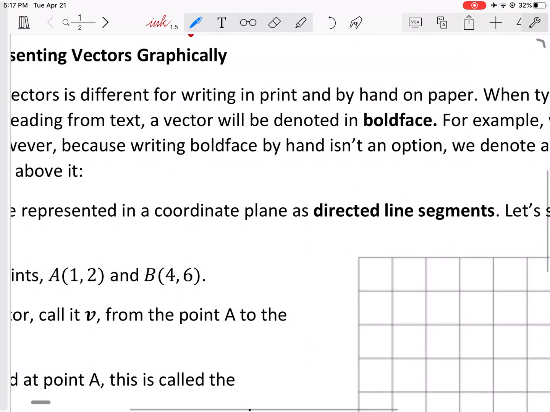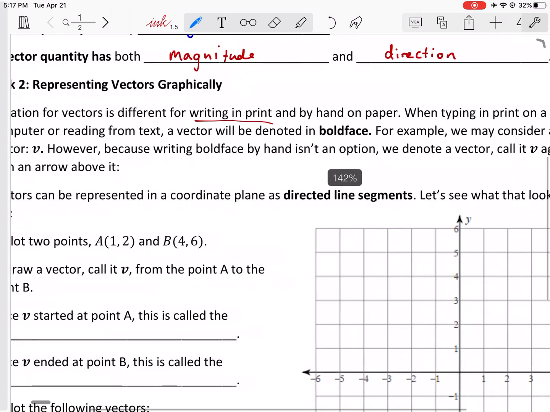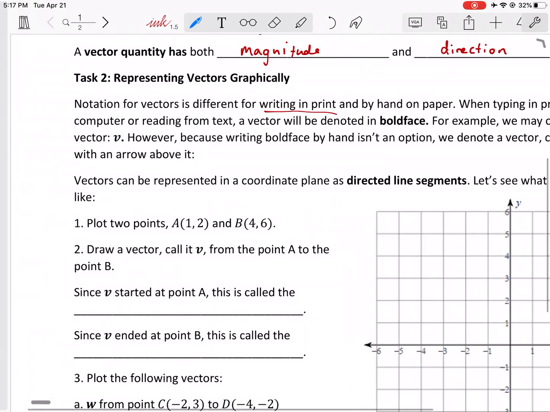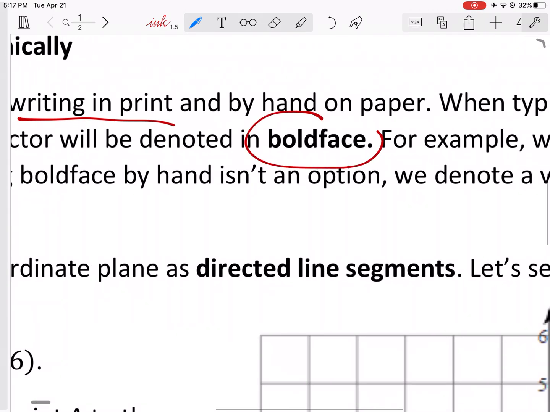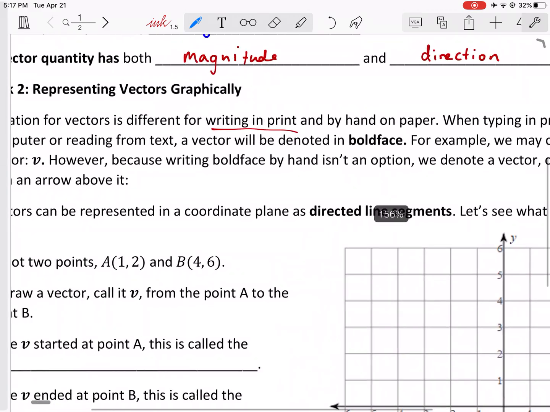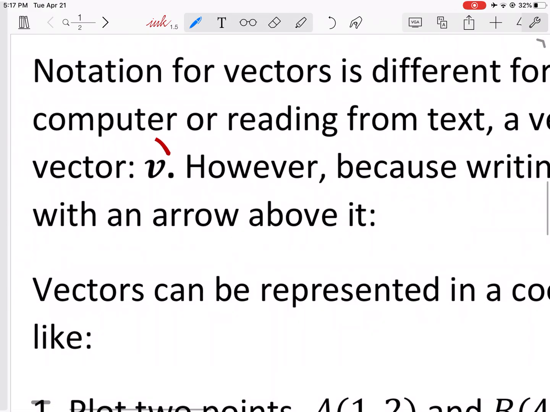It's different in writing in print, like what you're reading on this paper, than it is by hand on a paper, or if you were to write it on your own note sheet or something. So when typing in print on a computer, like I did for this document, or when reading from a textbook, a vector will be denoted in boldface. For example, we may consider a vector v. Notice how this v is bold.